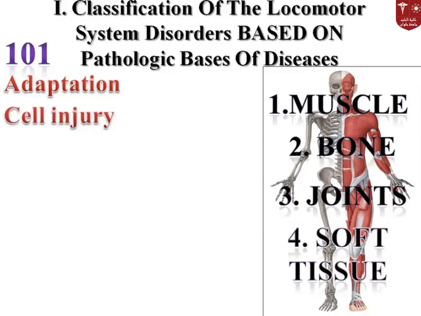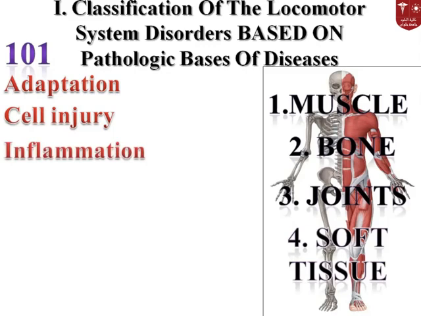Cell injury is like when you get, for example, an infection in bone or in joints, right? For example, a bacterial infection that destroys the cells and causes their necrosis. Necrosis is a form of cell injury, okay? So the main topics in general pathology are all applied on every human body system, and this includes the locomotor system, right?